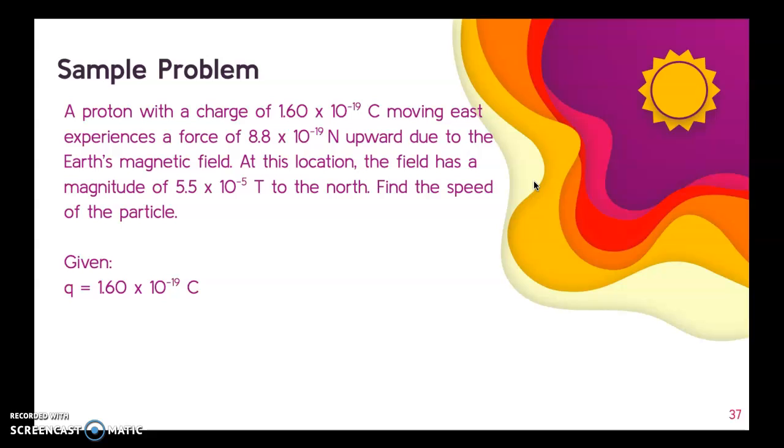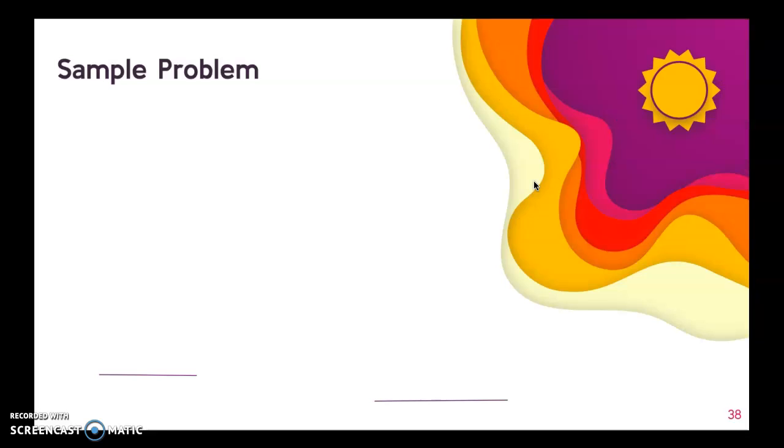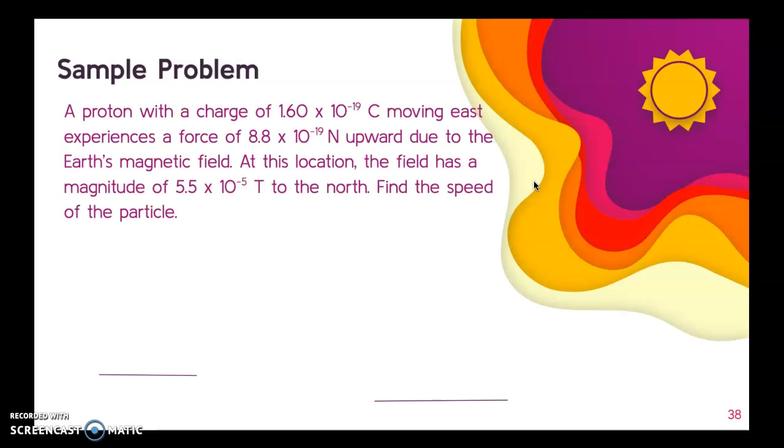The electric charge, Q, is 1.6 times 10 to the negative 19th coulombs. The strength of the magnetic field is 5.5 times 10 to the negative fifth Teslas. Magnetic force is 8.8 times 10 to the negative 19th newtons. And I've given you enough information now, except that I should probably remind you what the formula is. So there's our problem again.